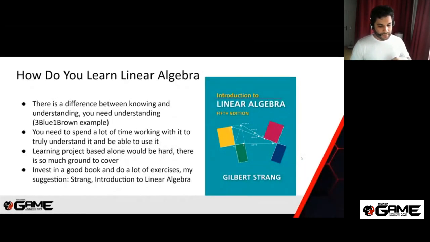That's why I suggest learning the way I did it, which was to buy a really good book, which is well thought through, and each exercise leads to an intuition and leads to the next exercise. And just go through it back to back and solve every single problem. I suggest the book Introduction to Linear Algebra by Strang, which also has an accompanying video course from MIT.